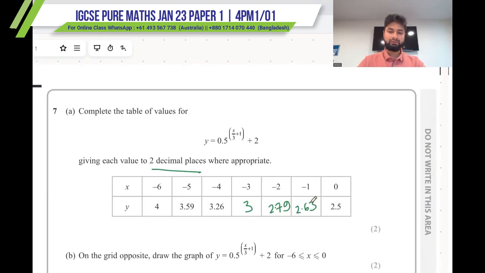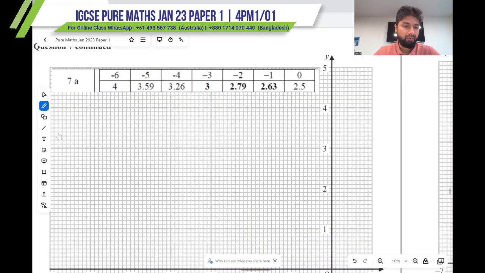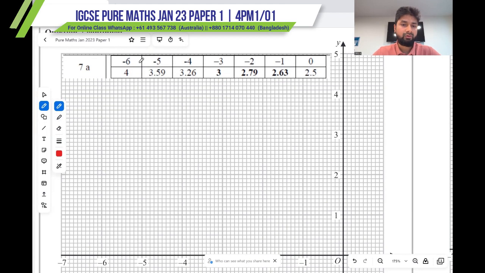So after getting our 3 values, we'll move to the next question where it says, on the grid opposite, draw the graph. To draw the graph, we have all the coordinates over here. So the first point is -6 and 4. So -6 is here and y 4 is over here. The connecting point, we can see it's over here. The next point is -5 and 3.59. So -5 is here and 3.59 means 3.6. We can think of it as 3.6.